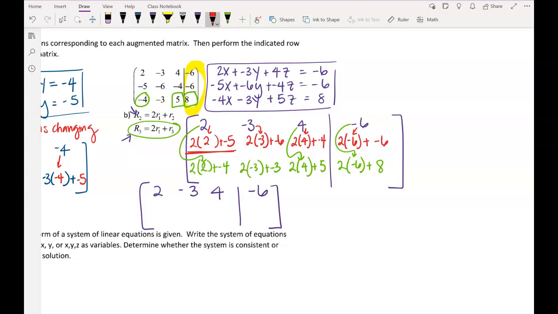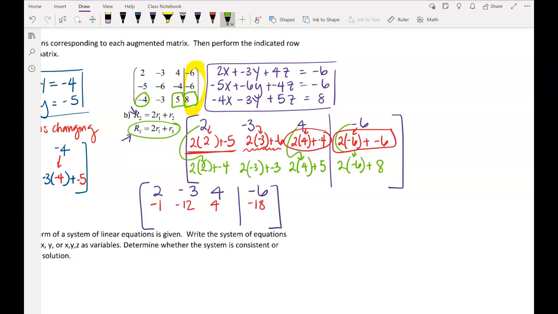2 times 2 plus a -5, that's -1. 2 times -3 plus -6, that's -12. And then 2 times 4 plus -4, that's +4. And my last red answer over here, 2 times -6 plus -6, that's now -18.